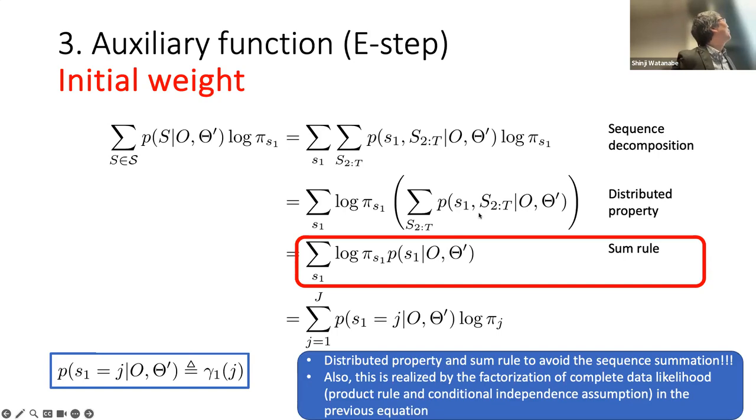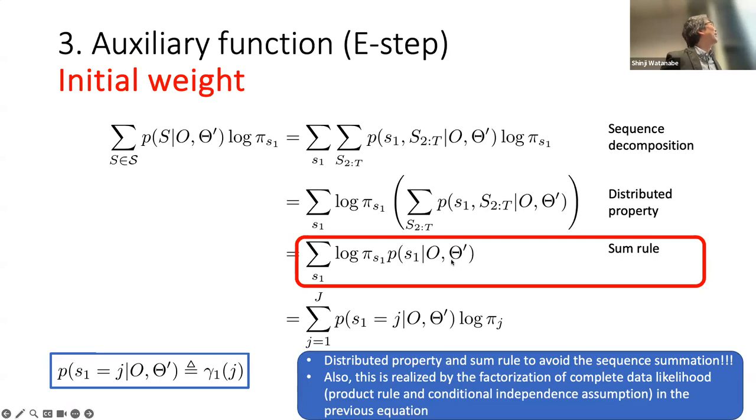And now from here to here, we can use our sum rule. Please look at this one, the summation of S2 to T. Now we can use the sum rule, right? We can marginalize out everything. So now this is the result. There's no summation over the sequence, right? And we only have pi of S1 and P of S1, all given theta.